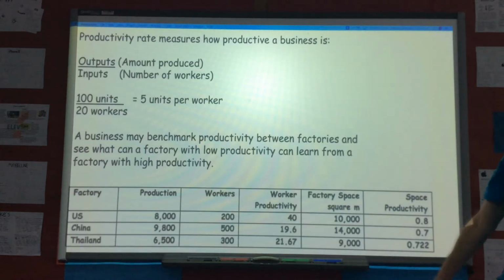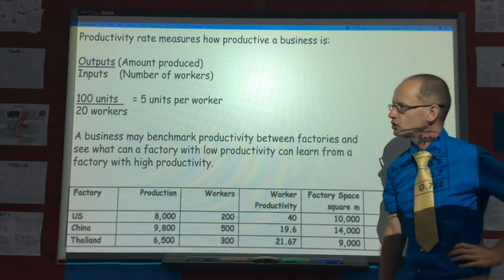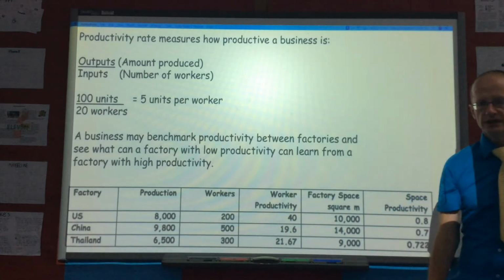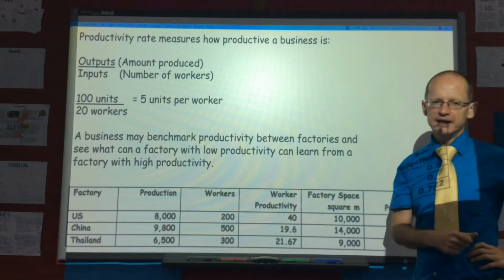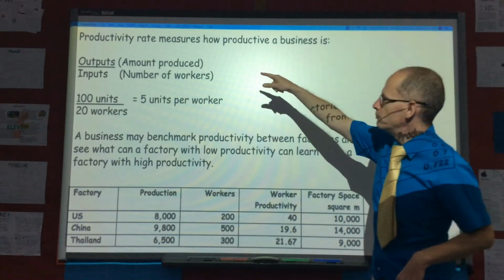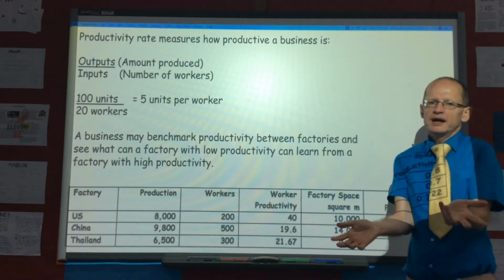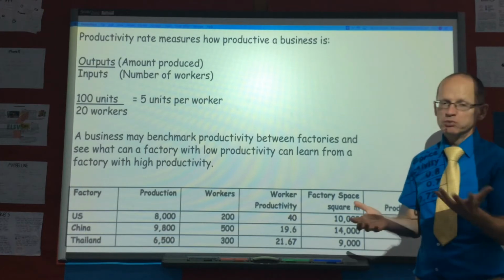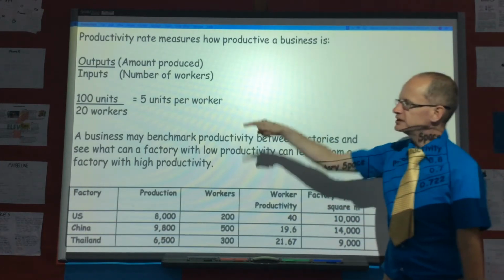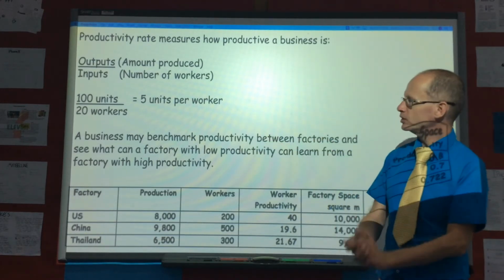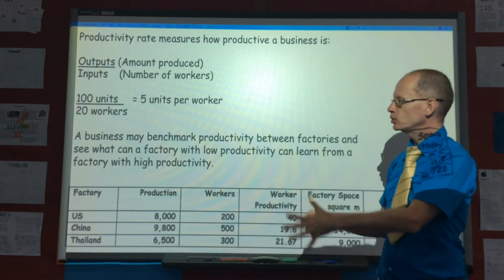And finally, this is the productivity rate. Productivity crudely is calculated as outputs divided by inputs. You could say amount produced divided by, most commonly, the number of workers. So if we say 100 divided by 20, then the production would be 5 units per worker.